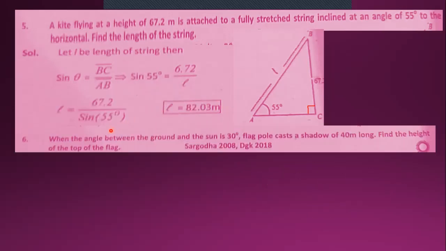Then look at question number 6. When the angle between the ground and the sun is 30 degrees, a flagpole casts a shadow of 40 meter long. Find the height of the top of the flag.